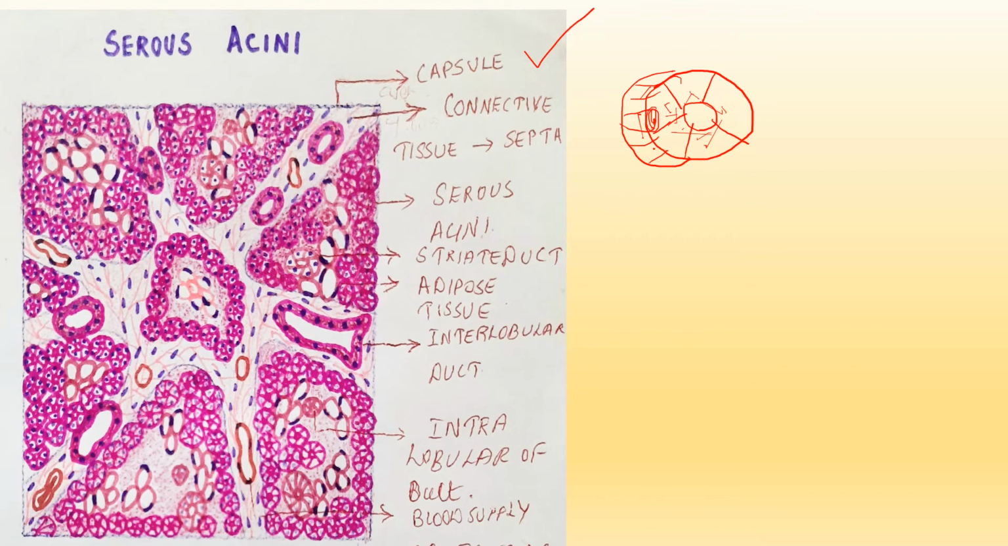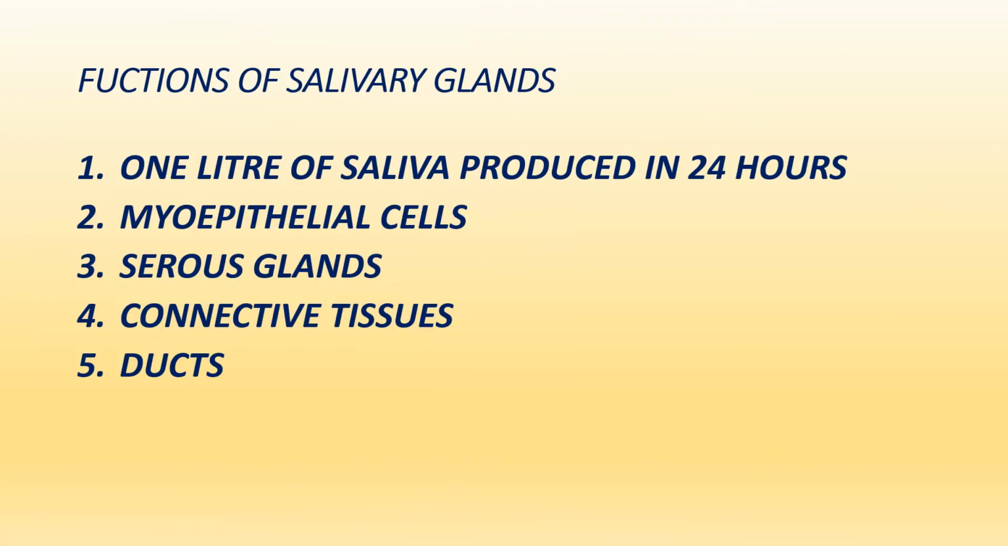So next we will be seeing about the functions of the serous salivary gland. So the main functions of the serous salivary gland: usually it secretes about 1 liter of saliva in 24 hours. And next, when the nerve is stimulated, the myoepithelial cells contract.